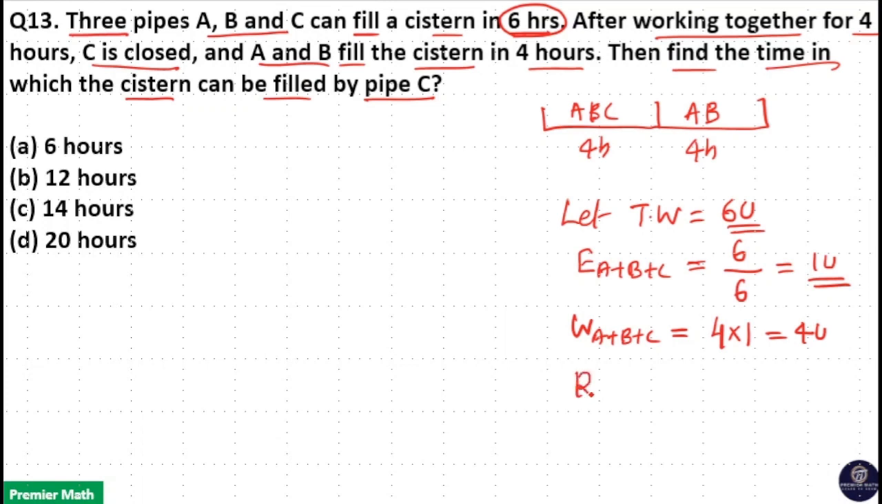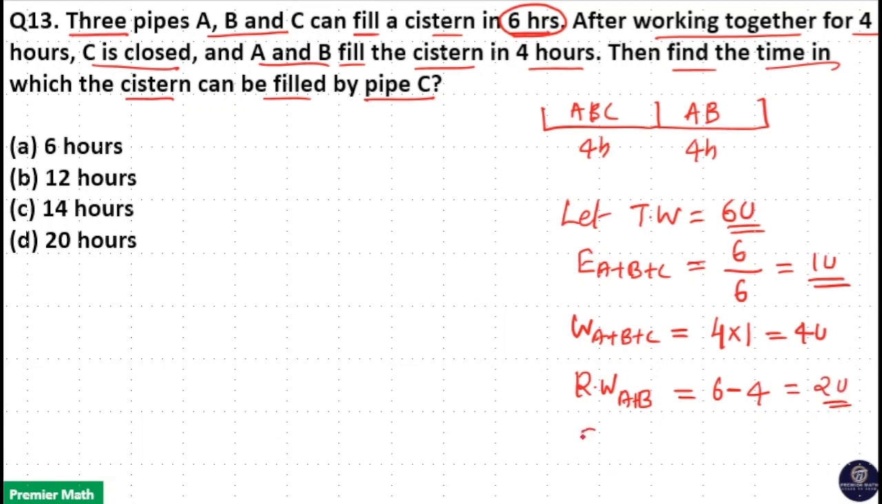Then the remaining work completed by A and B together is: total work 6 units minus the completed work by ABC, which is 4 units. So the remaining work is 2 units.